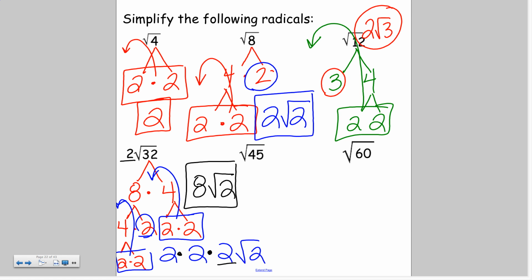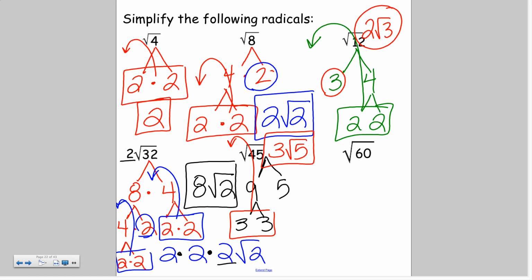All right, square root of 45. I'm going to break that down into 9 times 5. And I can break 9 down into 3 and 3. Now I'm done. I've got all my prime numbers. So I got a pair of 3's. So 1 3 comes out. So my answer is 3 root 5.